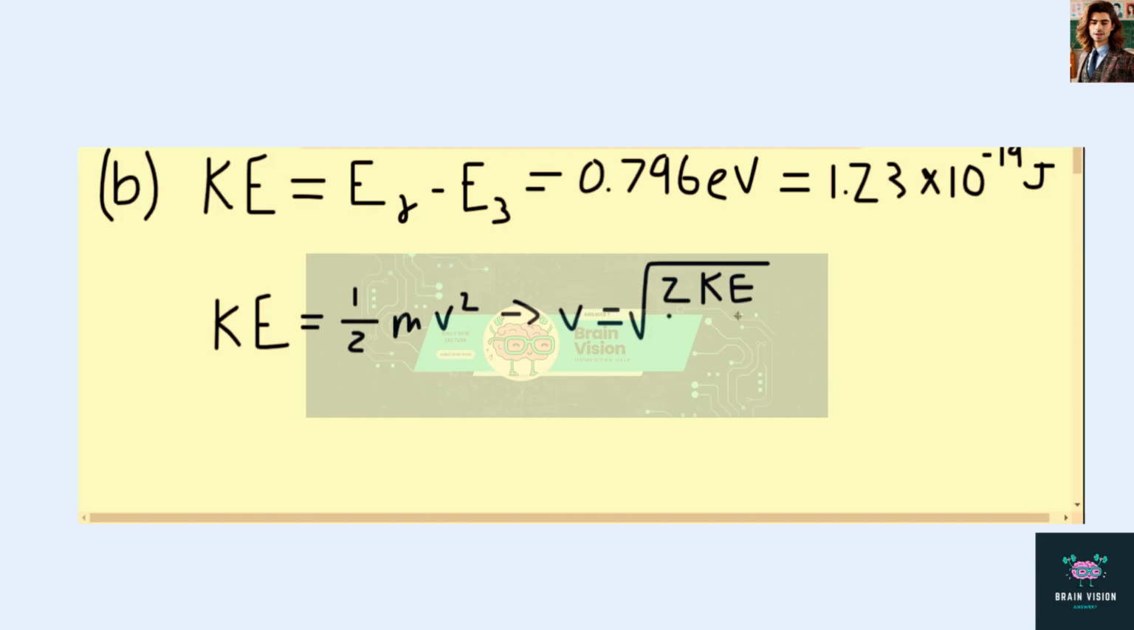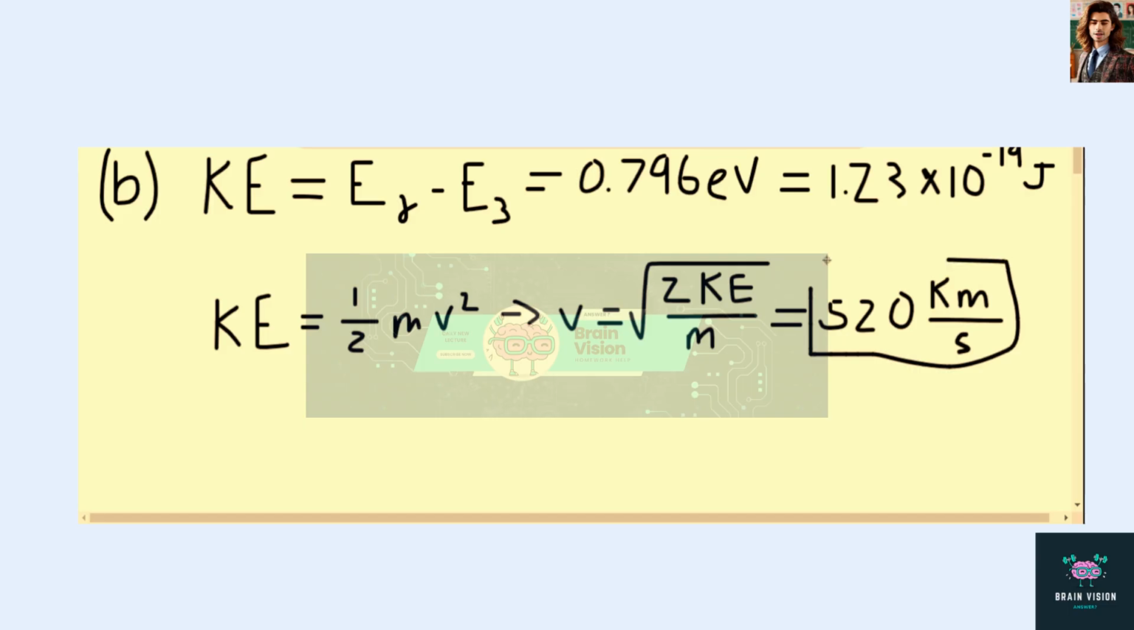So plugging these values in and using the kinetic energy we just found above, we find that the speed is equal to 5.2 times 10 to the 5th meters per second, or 520 kilometers per second. You could write it as either one. Since there are 10 to the 3rd meters in a kilometer, I'm going to write it as 520 kilometers per second, but 5.2 times 10 to the 5th meters per second would be also correct. We'll box this in as our solution for part B.